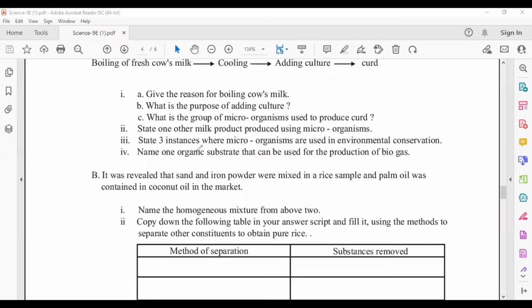Question, name one organic substance that can be used for the production of biogas. Straw. Cow dung is also correct.